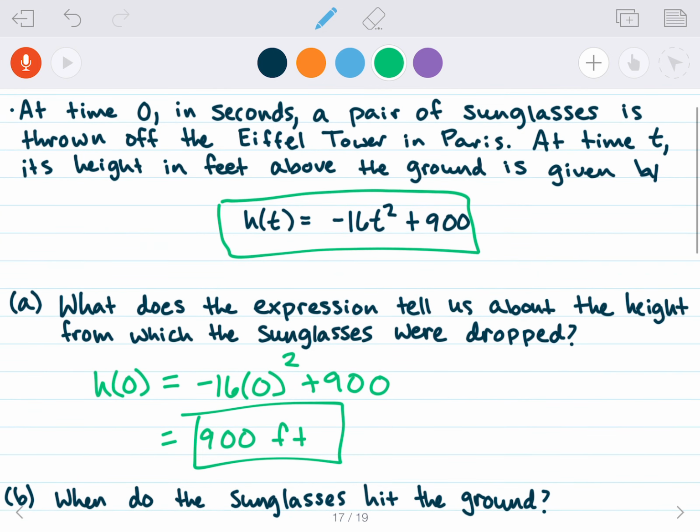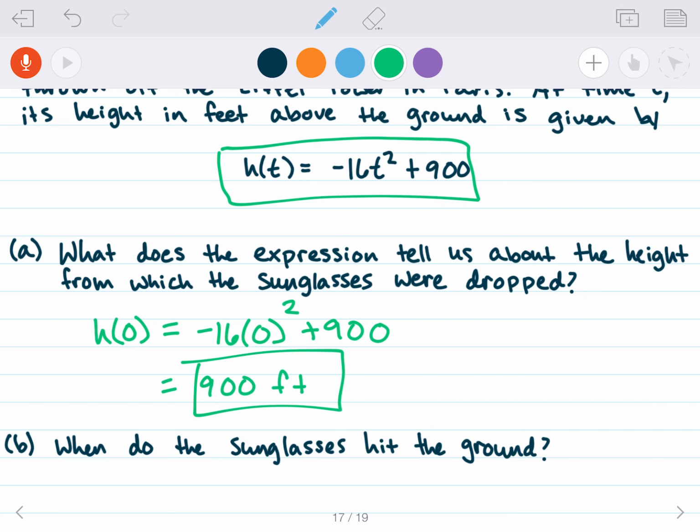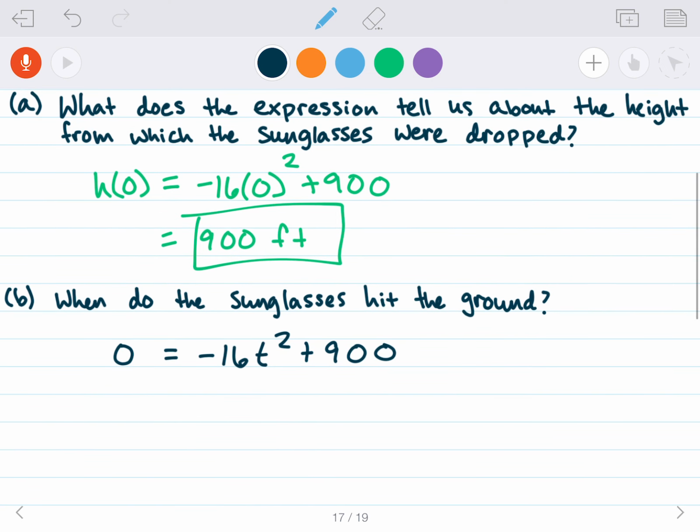When do the sunglasses hit the ground? Well, what that translates to is the height being 0. So we want to set h of t equal to 0 this time. So this is going to be 0, h of t, and we're trying to figure out the time that occurs. So we're looking for t. Now notice that I have only 2 terms here, and so that means I don't have to factor anything. I can just solve by using square roots.